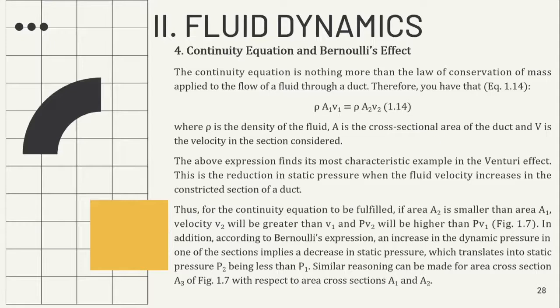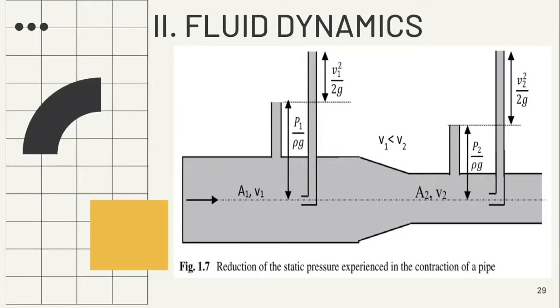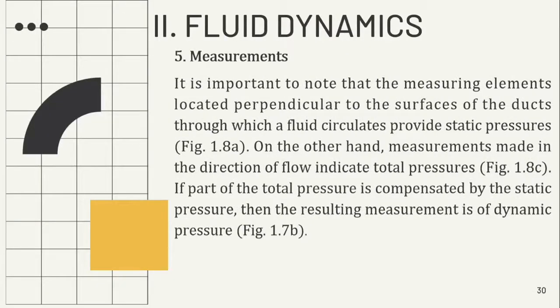This is the reduction in static pressure when the fluid velocity increases in the constricted sections of a duct. Thus, for the continuity equation to be fulfilled, if area A2 is smaller than area A1, velocity v2 will be greater than v1 and ρv2 will be higher than ρv1. According to Bernoulli's expression, an increase in the dynamic pressure in one of the sections implies a decrease in static pressure, which translates into static pressure P2 being less than P1. Similar reasoning can be made for cross-section A3 of figure 1.7 with respect to cross-sections A1 and A2.